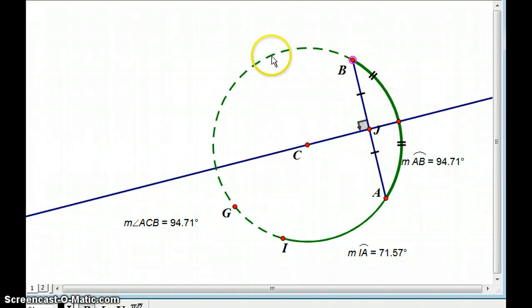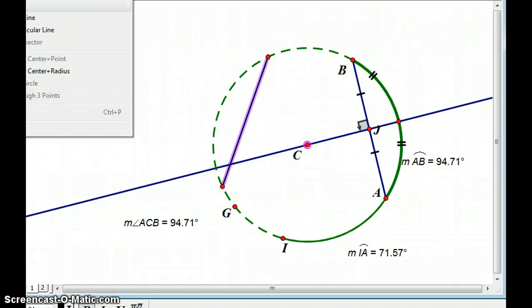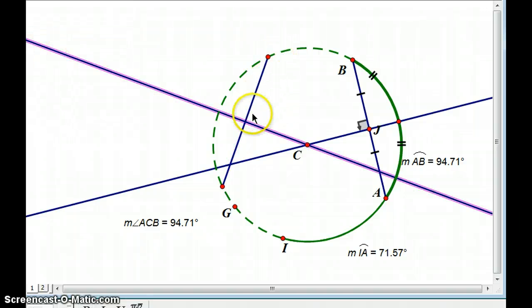If I have another chord that's the same length, that has the same perpendicular distance to this center, then guess what? If this perpendicular distance here is the same as this one here, those chords are the same distance away from the center. Then they would have to be the same length to fit into the same circle, which would mean that their arcs would have to be the same also.